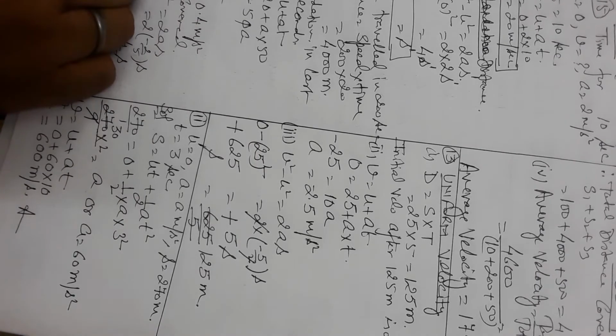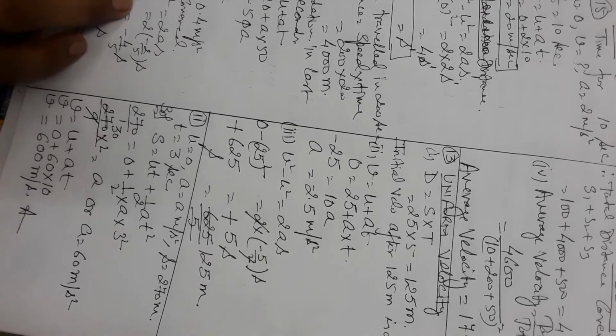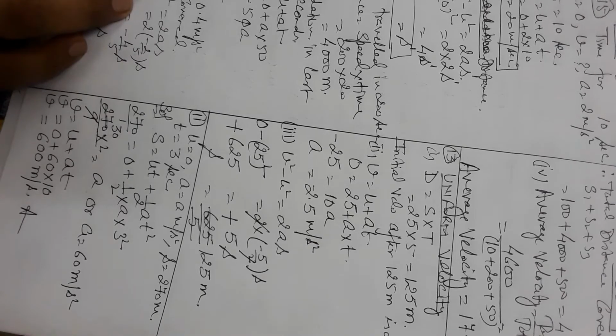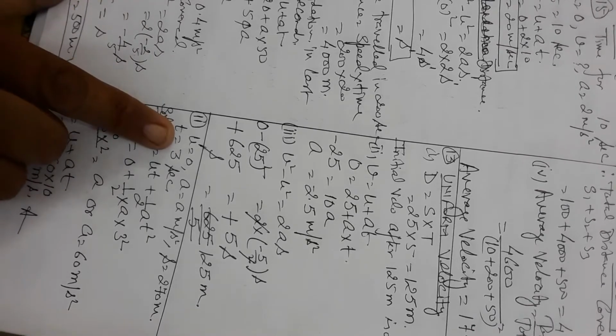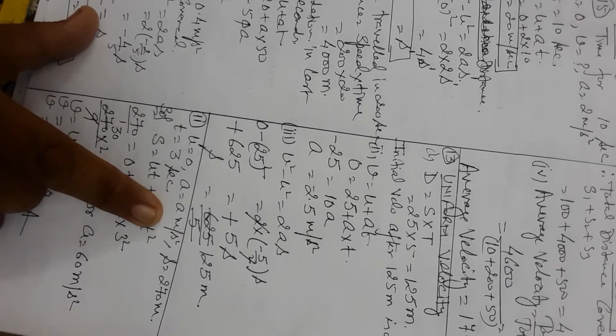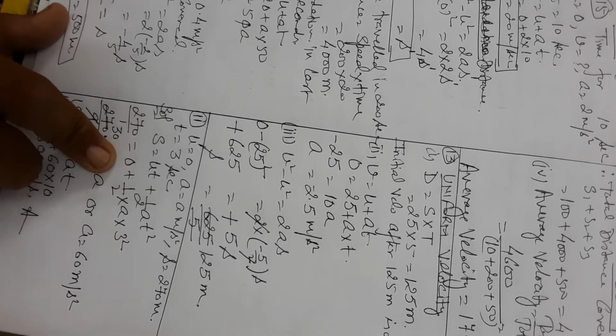Now question number 11. A body moves from rest with a uniform acceleration and travels 270 meter in 3 seconds. Find the velocity of the body 10 seconds after the start. Initial velocity is 0, U is equal to 0. Uniform acceleration, A is equal to A meter per second square. Travels 270 meter, this is S, they have given 270 meter distance in 3 seconds time.